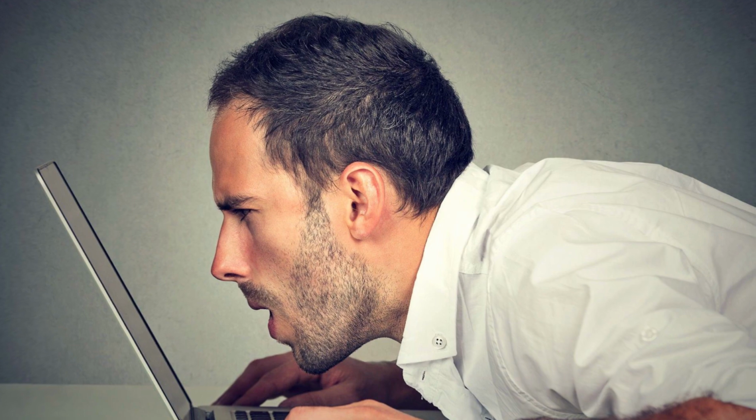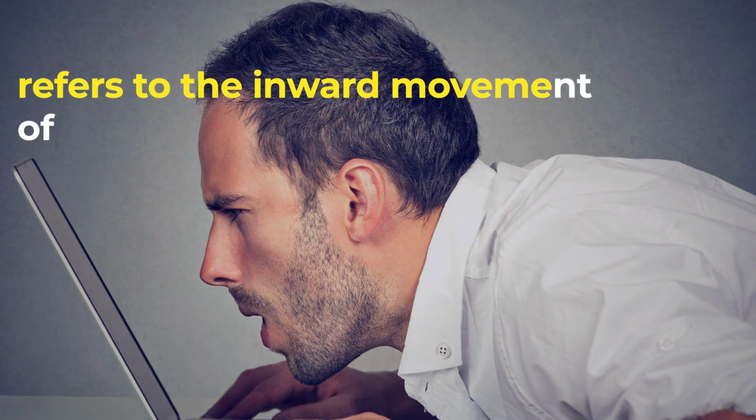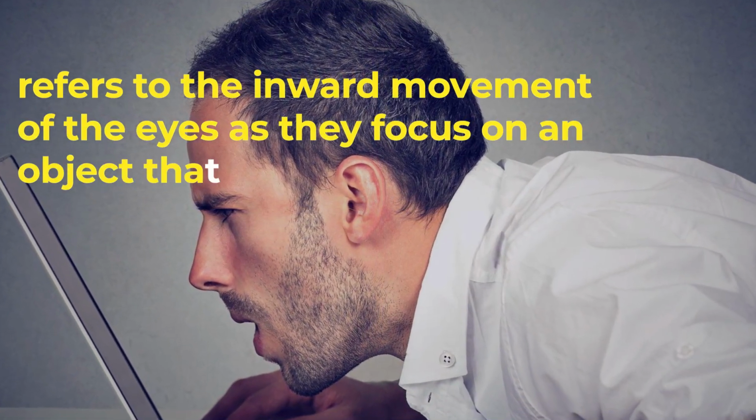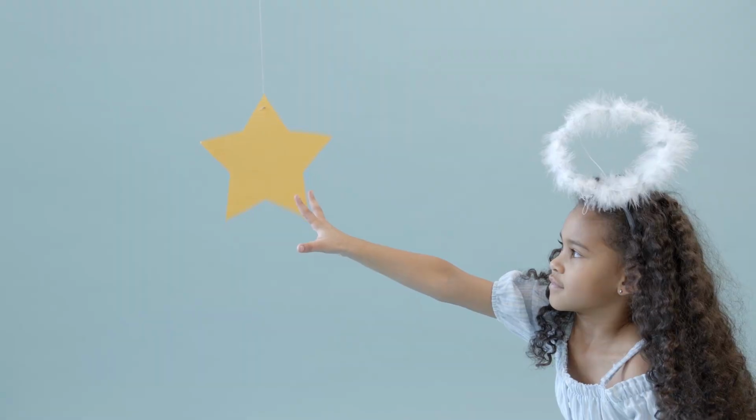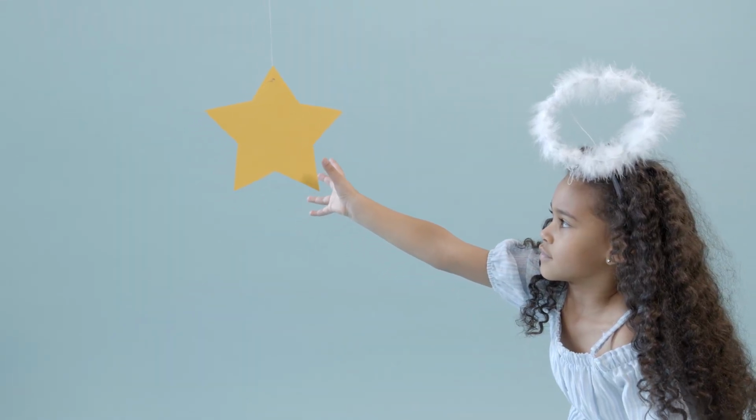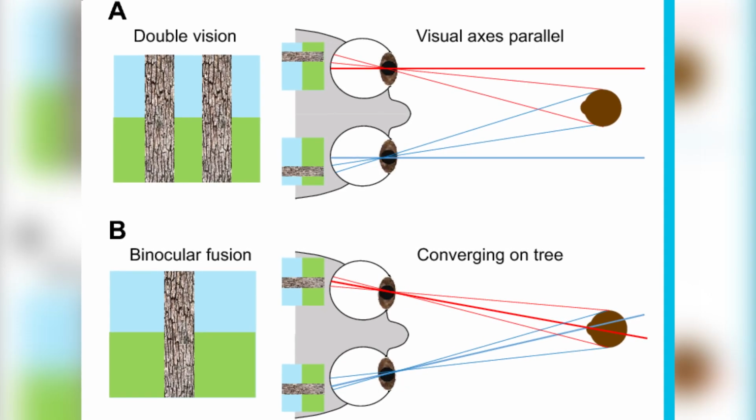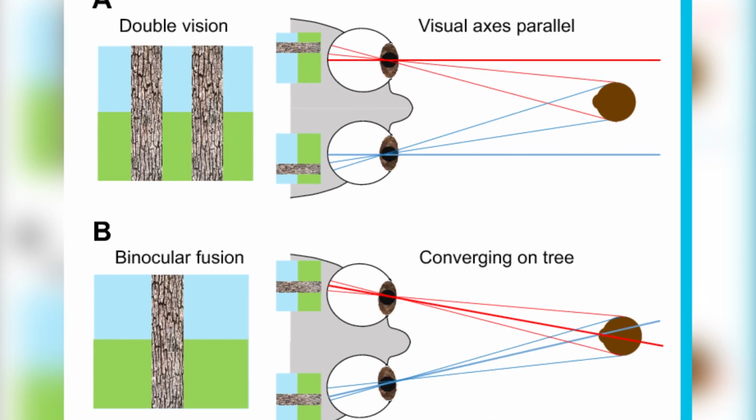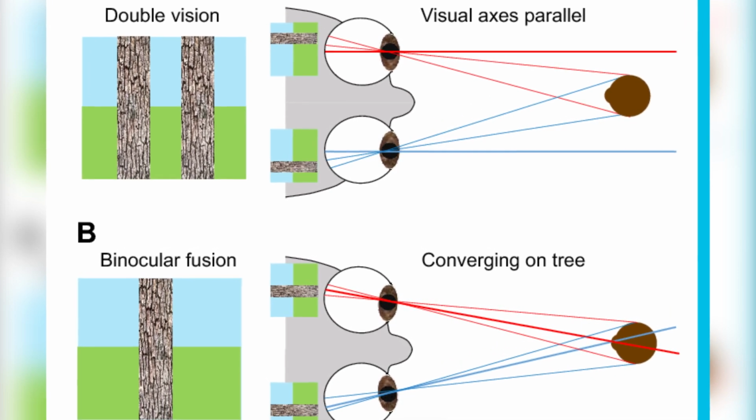Convergence, on the other hand, refers to the inward movement of the eyes as they focus on an object that is closer to the viewer. The degree of convergence required to focus on an object provides a cue to its distance from the viewer. The brain integrates different cues to create a sense of depth through a process called stereopsis.